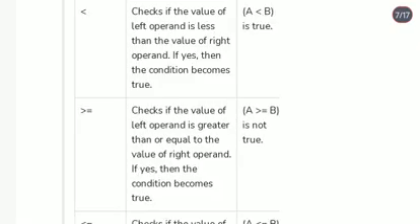let's try to understand another operator, less than. This is just the opposite of greater than. Check if the value of the left operand is less than the value of the right operand. If yes, then the condition becomes true. Here just try to understand: a is less than b. The value of a is 10 and the value of b is 20. So 10 is less than 20. Yes, this is true.